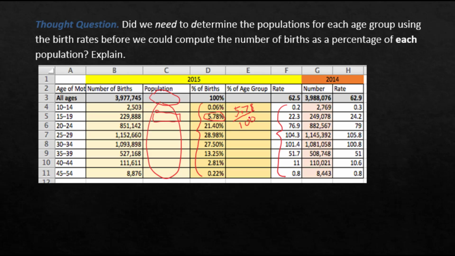So this is not going to be useful in determining the population. What we did on the last slide, using this number here and this number here, and understanding what this means, is the best way of doing that.